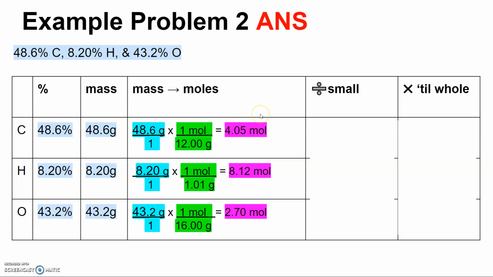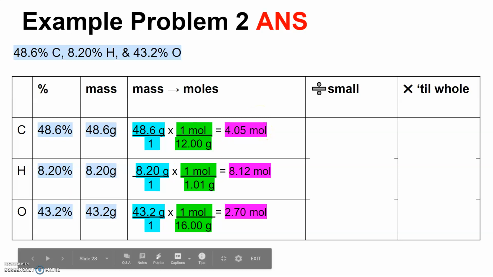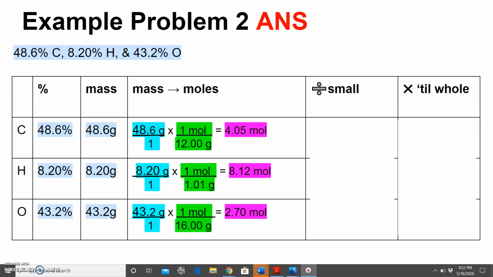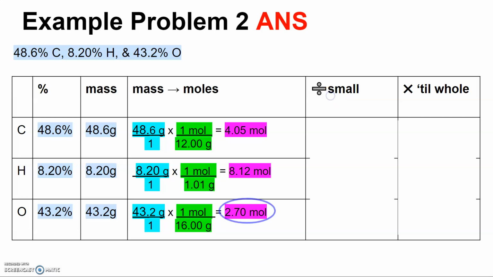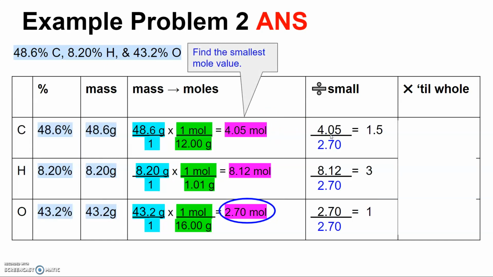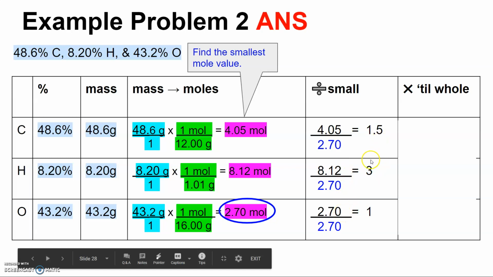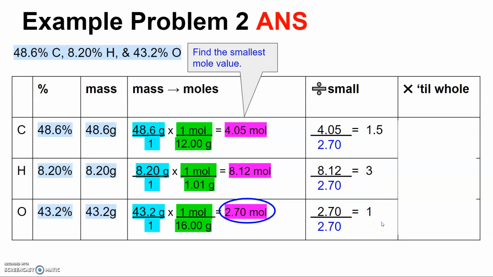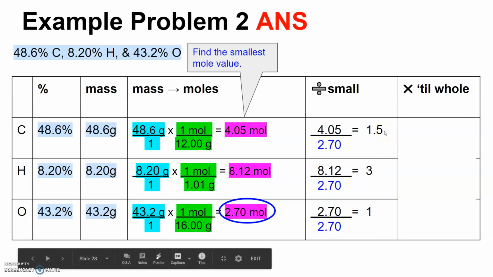Now that we've gotten the moles of carbon, hydrogen, and oxygen, we now need to get the molar ratios. And that's what this next step does, dividing by the small. So we have to pick the smallest mole, in which case it's the moles of oxygen, and we're going to divide all of the other moles, including oxygen, by that number. Okay, and this is what we get when we do that. So the 4.05 divided by the 2.7, the 8.12 divided by the 2.7, and the 2.7 divided by the 2.7 gives us our molar ratios. So this is telling us the ratio is 1.5 carbon to 3 hydrogens to 1 oxygen.